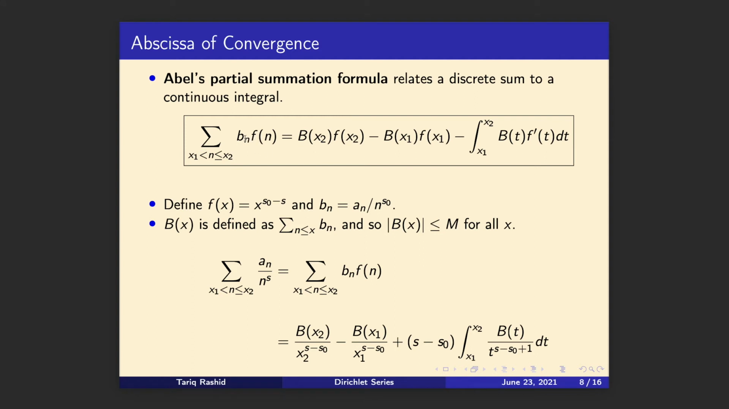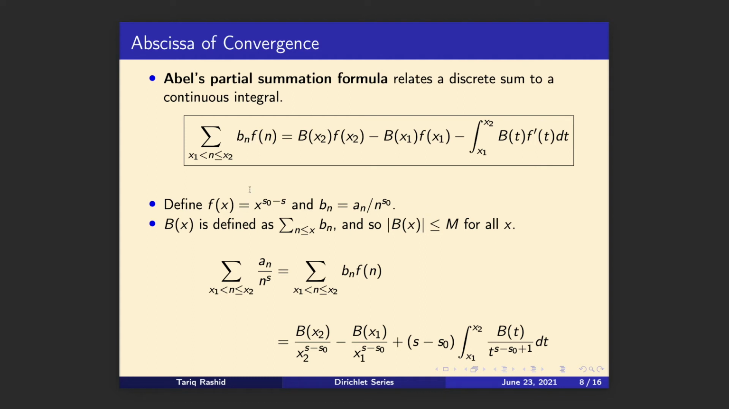So this is saying that if we've got a sum over integer n between two limits here, and we've got terms bn and a function f of n, that's the same as capital B of the upper limit times the function of the upper limit, minus capital B of the lower limit times the function of the lower limit. We'll explain what capital B is in a second. Minus the integral of capital B times the first derivative of that function. Now this capital B is always defined as the sum up to x. So B of x is the sum up to and including x of those coefficients bn.